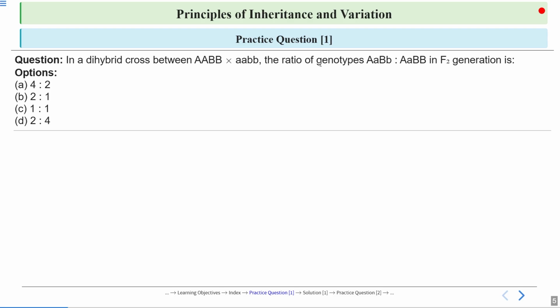So you have to calculate the probability, the ratio of getting these genotypes in the F2 generation. These two genotypes have been given to you. The options are 4:2, 2:1, 1:1, and 2:4. What would be the correct answer?